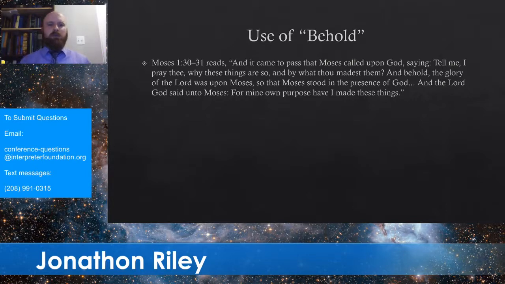Moses 1:30-31 reads, "And it came to pass that Moses called upon God, saying, Tell me, I pray thee, why these things are so, and by what thou madest them. And behold, the glory of the Lord was upon Moses, so that Moses stood in the presence of God. And the Lord God said unto Moses, For mine own purpose have I made these things."